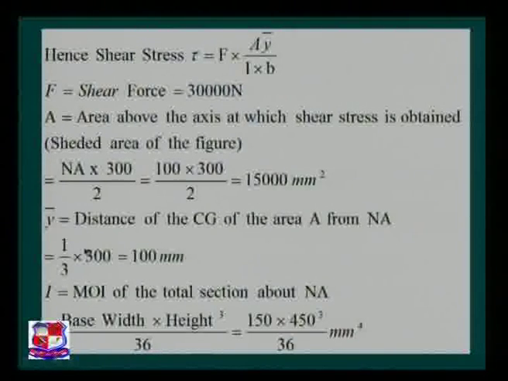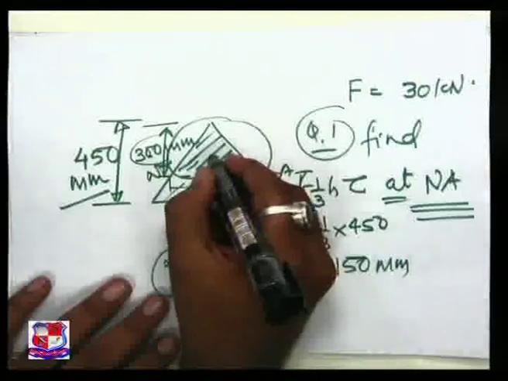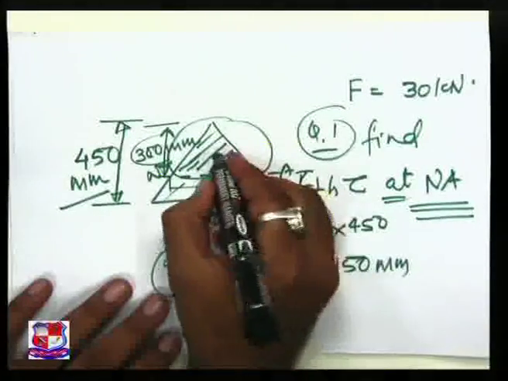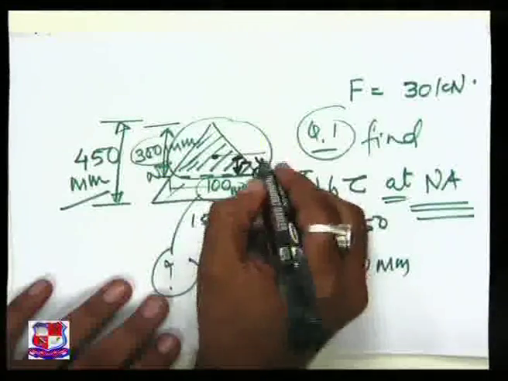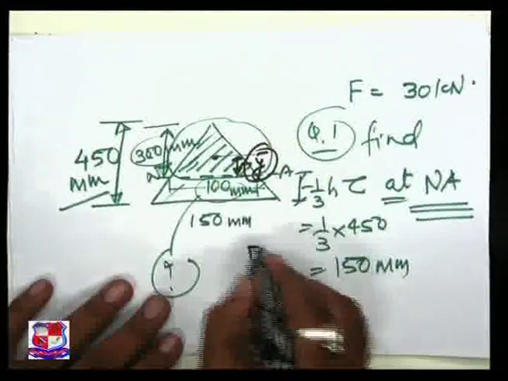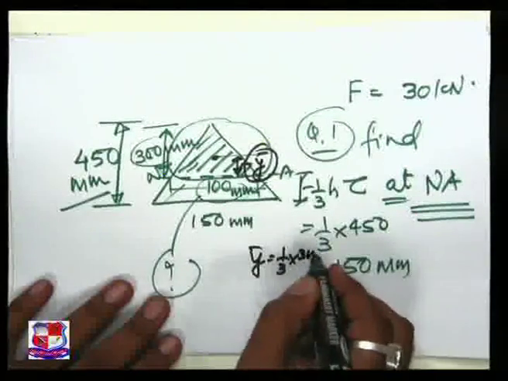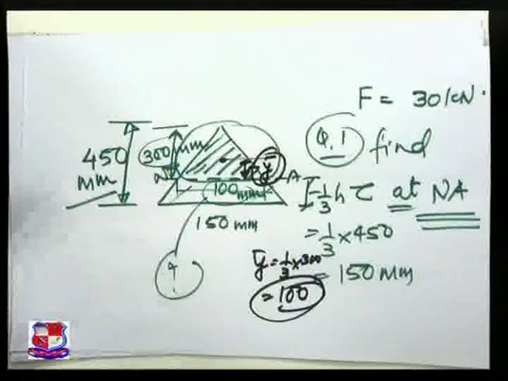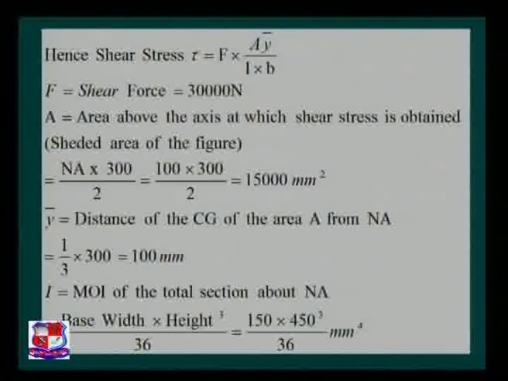Y bar, that is the distance of the CG of the area A from the neutral axis. If you want to refer this figure clearly on the tabletop, this is the CG over here, and this is my Y bar, and this is nothing but Y bar is equal to 1/3 into 300, that is 100 mm, clearly shown over here, where I is the moment of inertia of the total section about neutral axis, moment of inertia of the total section about the neutral axis.